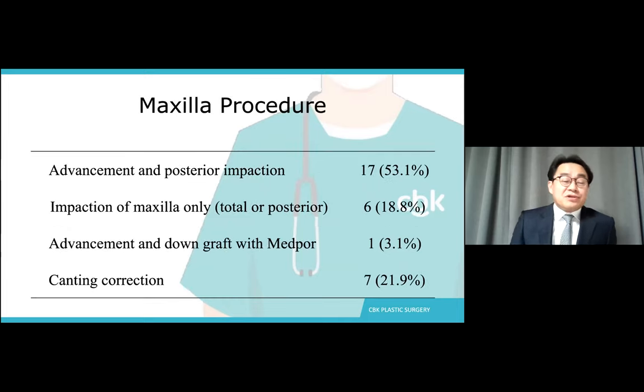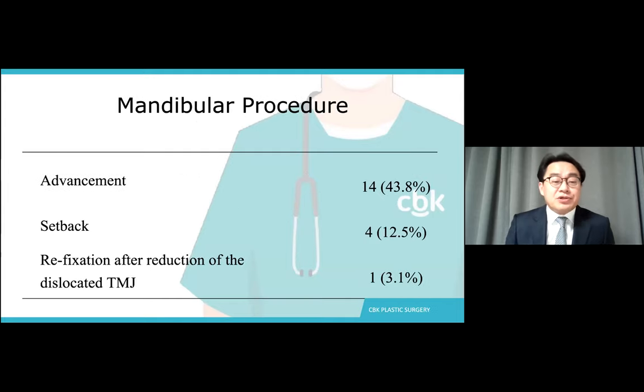As for the maxillary procedure of my redo OGS, advancement and posterior impaction was 53%, and impaction of maxilla only, I mean the total impaction only or posterior maxilla, posterior impaction only, was 18.8%. And advancement and downgraft extrusion with Medpor was 3.1%, and canting correction was 21.9%. As for the mandibular procedure, advancement was 43%, setback was 12%, and refixation after reduction of the dislocated TMJ was just one case.